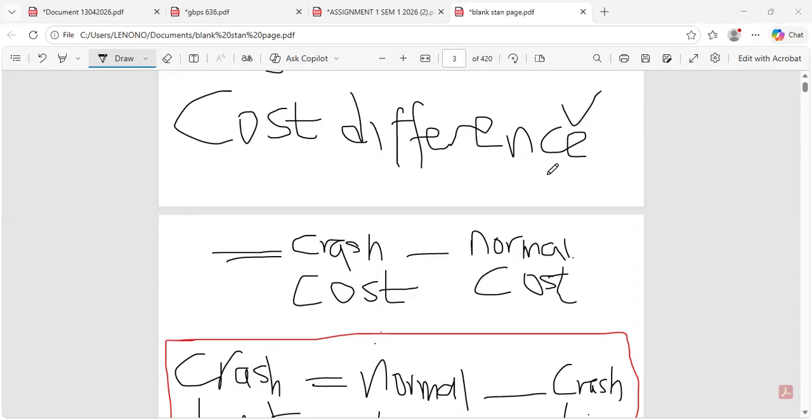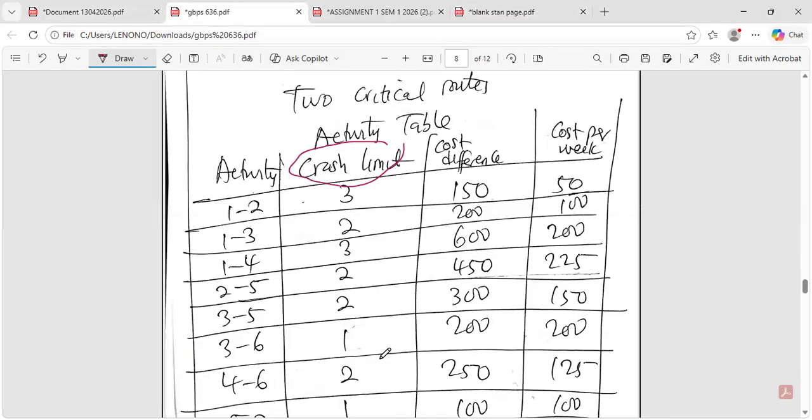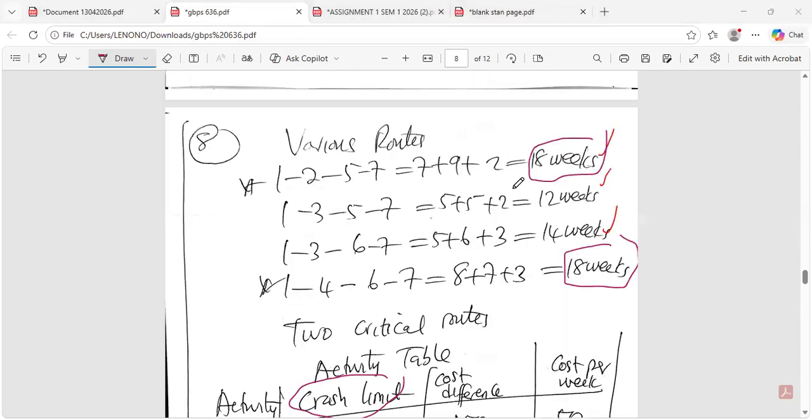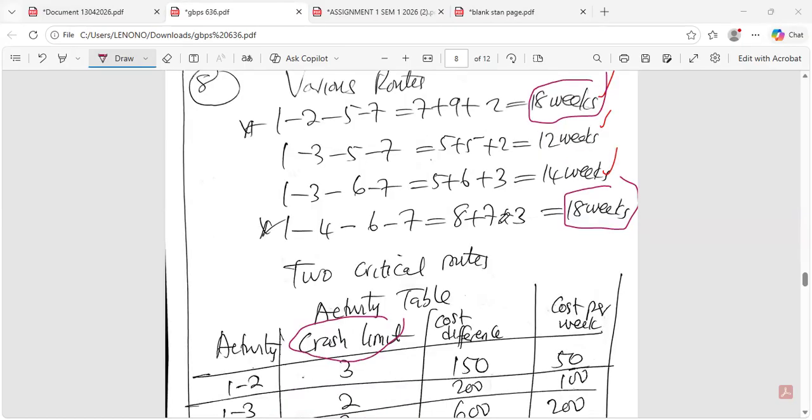Okay, so that's how you get the aspect of the cost difference. So from here now, we crash activities on the critical path in order to reduce the project completion time. That's simply saying the 18 weeks is too much time, so we need to reduce the project completion time to a lower time.